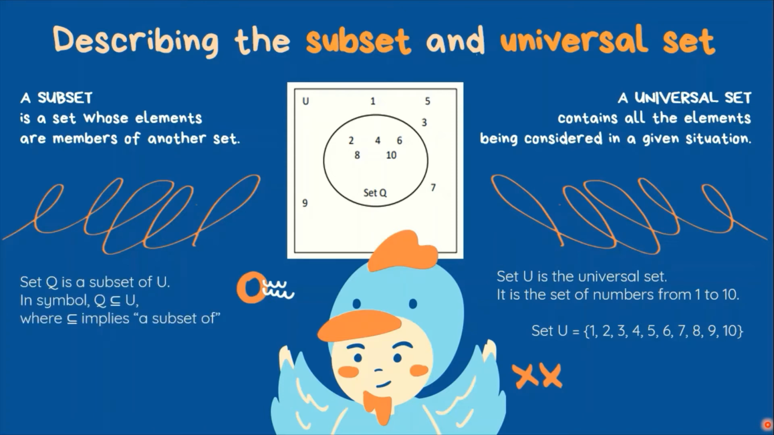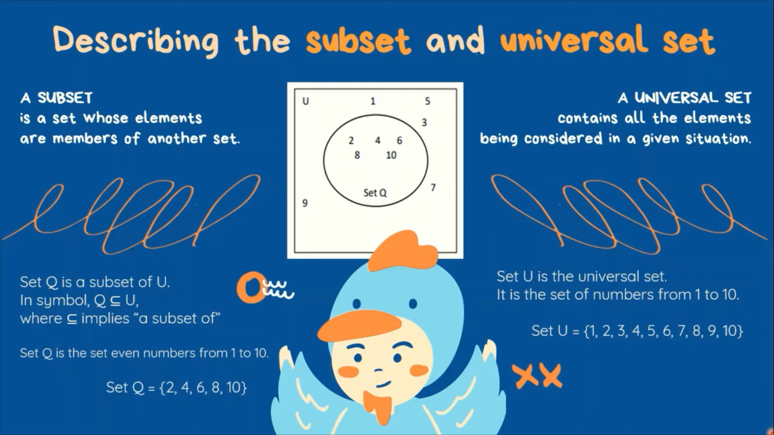we can write it this way, Q, and then this is actually the symbol of subset, para siyang letter C na underlined, where it implies that it is a subset of. So kung babasahin natin, it will be set Q is a subset of U, or set Q is a subset of the universal set. And if we notice, set Q is the set of even numbers from 1 to 10.